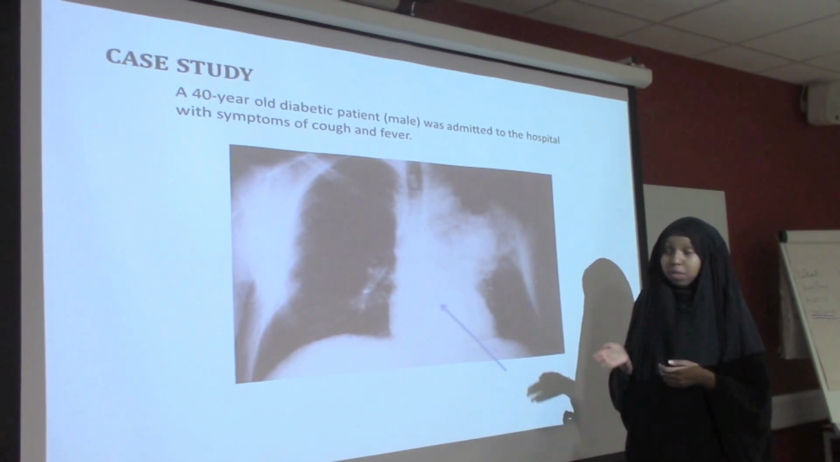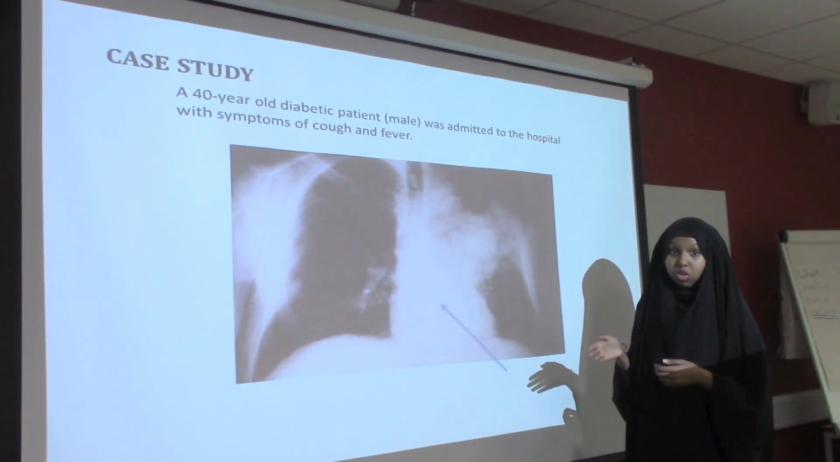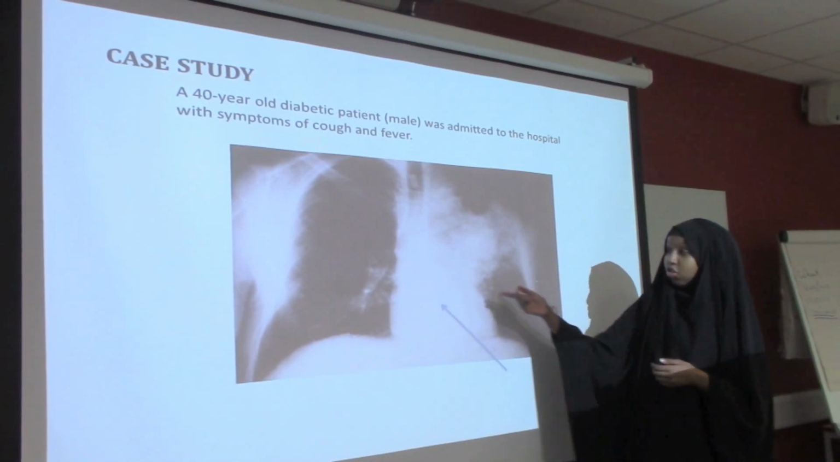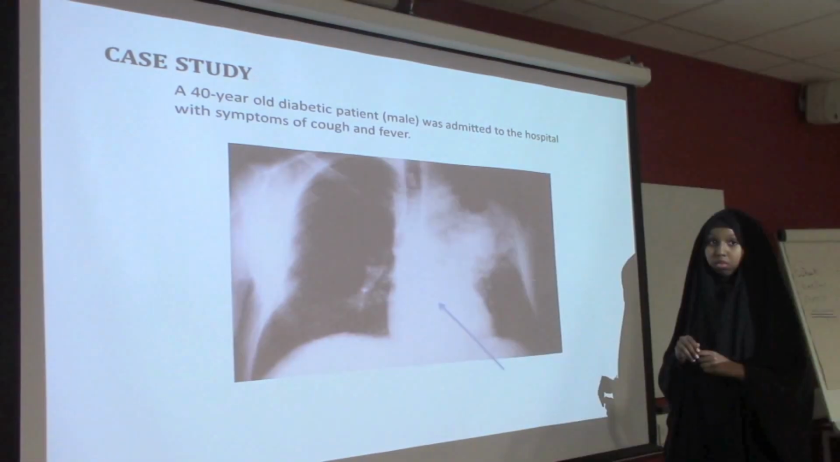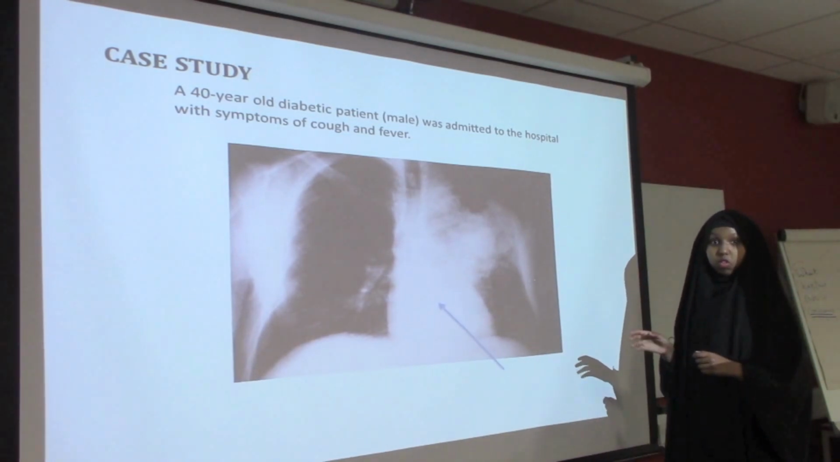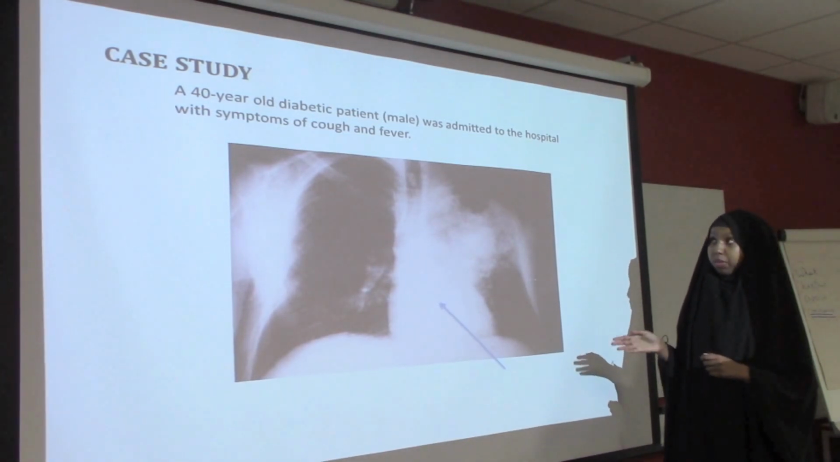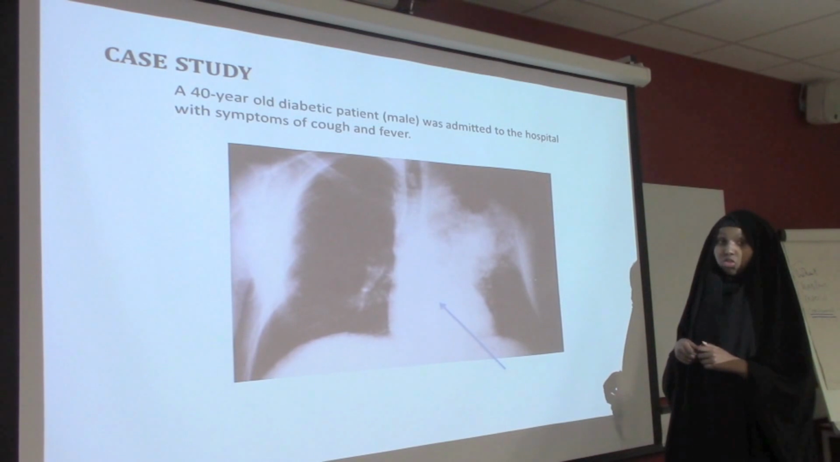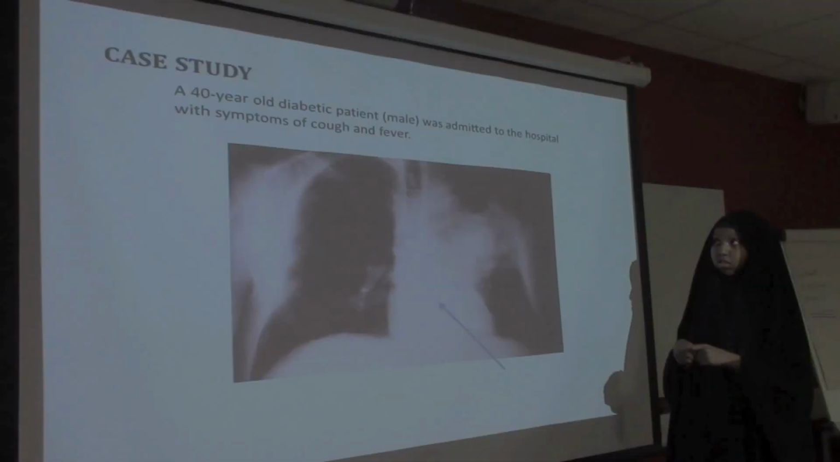A 40-year-old diabetic patient was admitted to hospital with symptoms of cough and fever. A chest x-ray revealed a large consolidation in his left lung. A bronchial biopsy revealed non-specific chronic inflammation, but cultures revealed growth of Blastomyces dermatitidis. This patient responded to treatment with antifungal antibiotics.